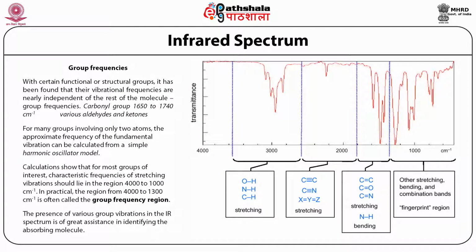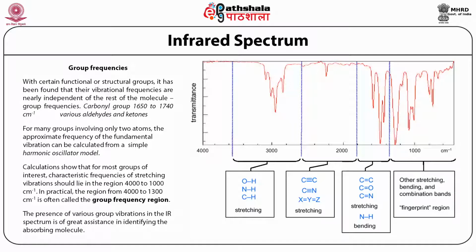Whenever you take the IR spectrum of any sample, either a protein, DNA, organic compound or inorganic compound, it will give you a typical IR spectrum. But the knowledge of the IR spectrum is essentially important because you should understand what information is hidden in the spectrum. For that, you first need to know the group frequency. With certain functional or structural groups, it has been found that their vibrational frequencies are nearly independent of the rest of the molecule: the group frequency.